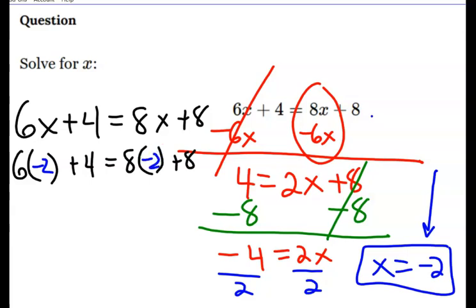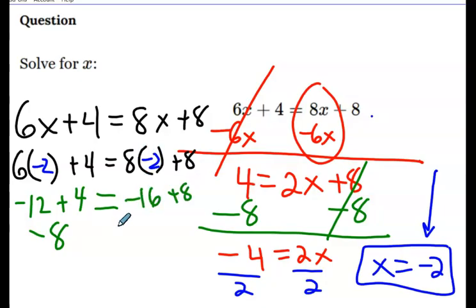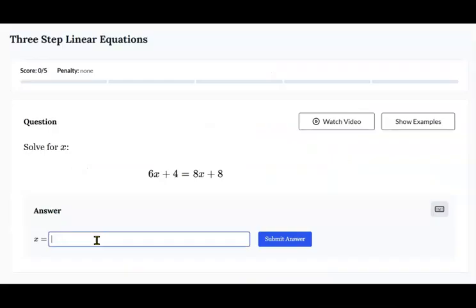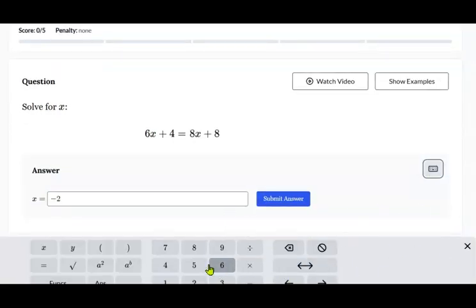We're going to want to check that the left side and the right side are equal to the same value. So 6 times negative 2 is negative 12, and negative 12 plus 4 is negative 8. On the right side, 8 times negative 2 is negative 16, and negative 16 plus 8 is also negative 8. This statement is true, so our answer is correct. We'll type that answer here using our keyboard, or we could use the keyboard from Delta Math.